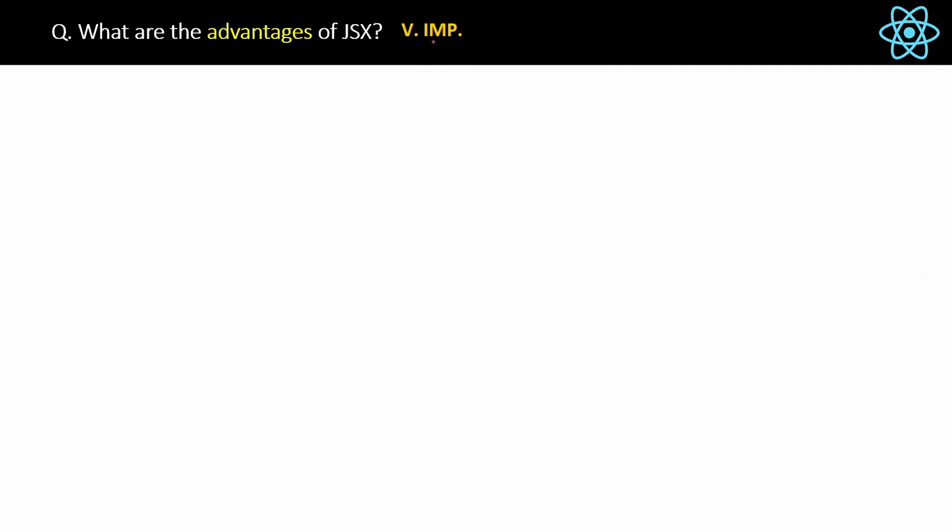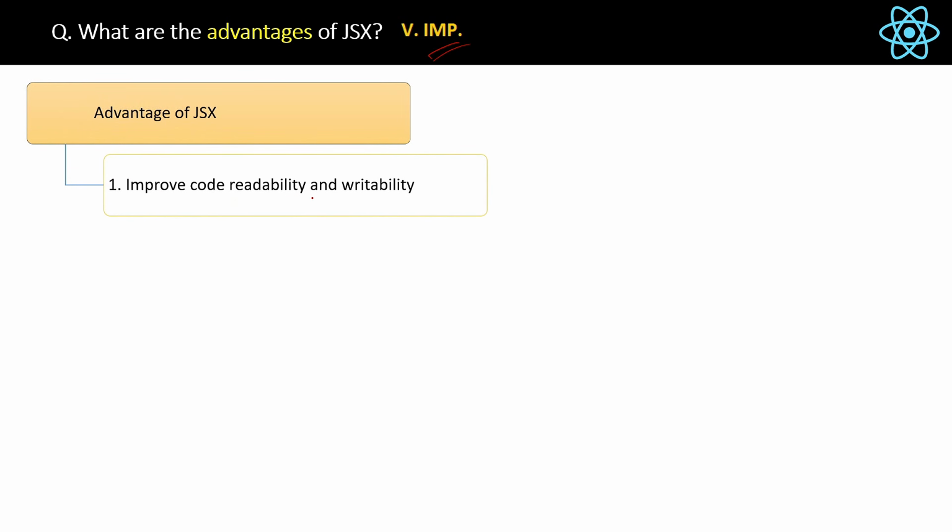What are the advantages of JSX? This is a very important question. Why do we not directly use JavaScript? Why do we need one extra language, JSX? So let's see the main advantages one by one. First advantage you already know. JSX improves code readability and writability, which I already explained in the previous question, right? Second advantage is JSX is better for error checking in advance, or you can say it provides type safety.